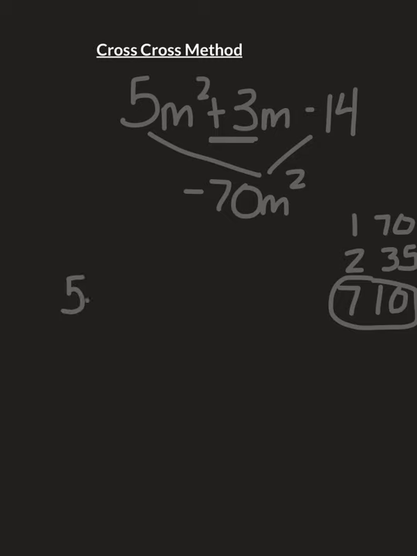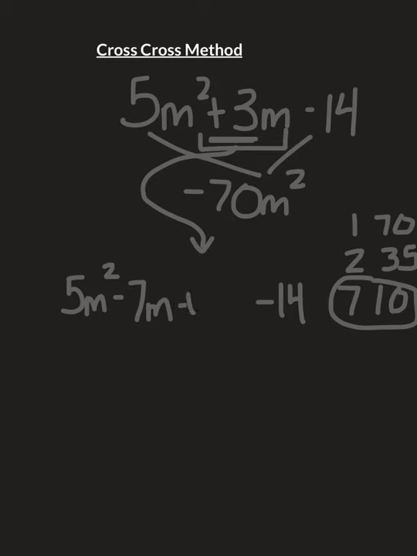So again, I bring my lead term down. I bring my back term down. But now I'm going to take this 3 and I have to split it up with that 10 and the 7. One of them is going to have to be positive and one's going to have to be negative. Because I want positive 3, I'm going to make the 10 the positive term. And remember, it doesn't matter if you put the 10m first and the negative 7m second. It doesn't matter. You could do it either way you want to do it.